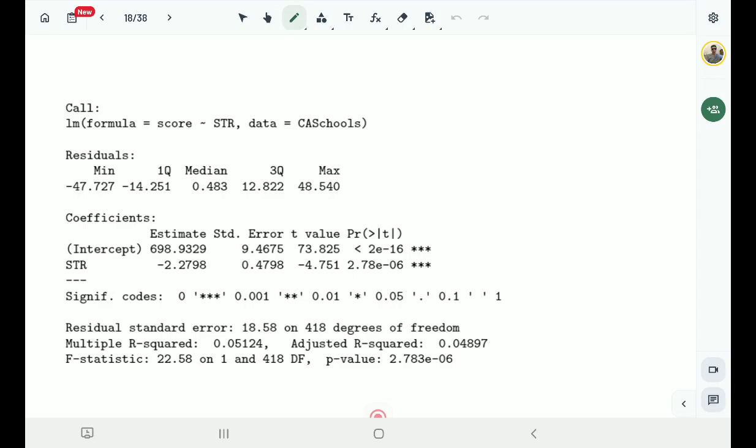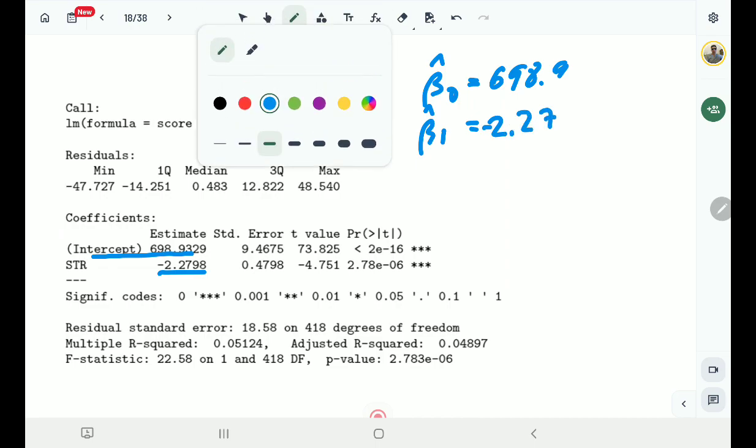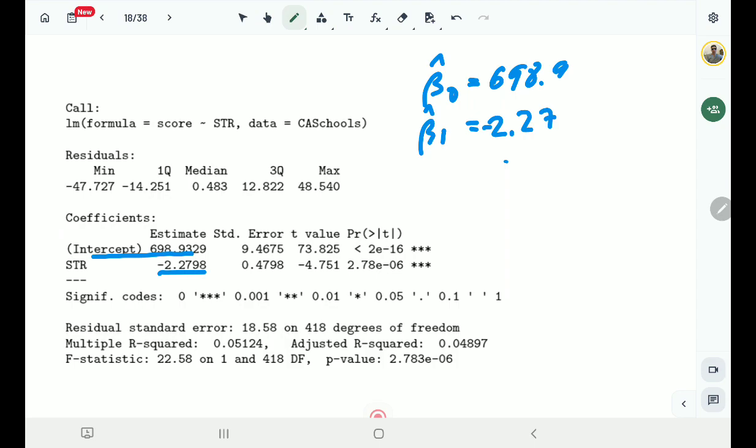So here you get the estimate for the intercept, which is beta 0 hat, equal to 698.9, and beta 1 hat is equal to minus 2.27. What we see here are the standard errors of these estimates. We are going to talk about this later on, but it is good to mention it in time. These are the standard errors of those estimators for the intercept and for the slope parameter.